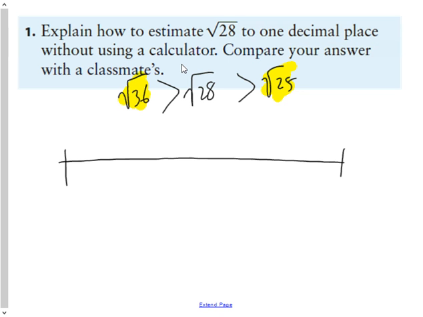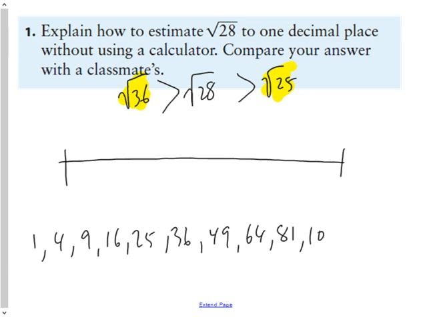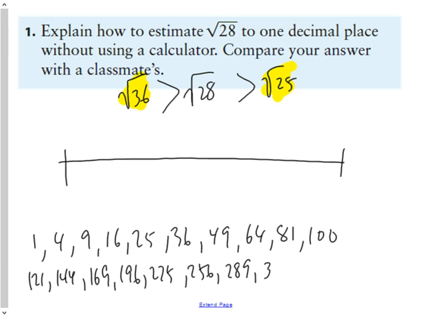And some people are like, well, what are all the perfect squares? Well, 1 is a perfect square, 4, 9, 16, 25, 36, 49, 64, 81, 100 are the first 10. 121, 144, 169, 196, 225, 256, 289, 324, 361, and 400.